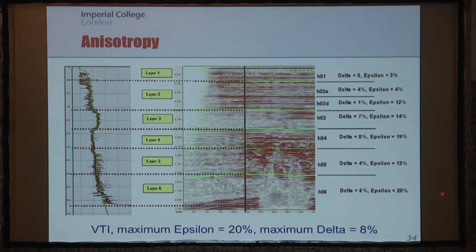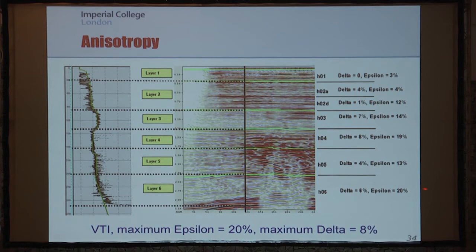So here the epsilon is 20%. Here the epsilon's 19%. Here it's 13. Here it's 14. So the percentage anisotropy is quite high. So what does epsilon mean? It means that the velocity of horizontal travelling energy is 20% higher than the velocity of vertically travelling energy. That's essentially what these numbers mean.